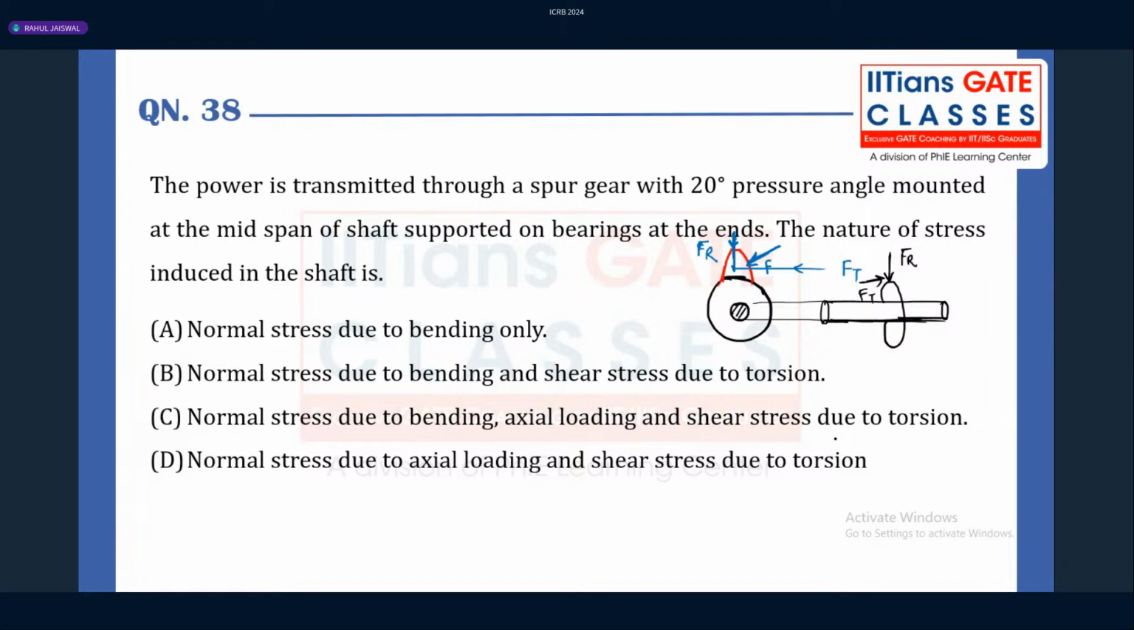So what we can say, guys? There is a normal stress due to the bending, and there is a shear stress due to the torsion, because Fr will produce the bending moment, and because of that a bending stress will be developed. It will bend like this. And because of FT, it is creating a twisting moment, and it is creating a bending moment in a horizontal plane. So there is a normal stress due to bending and shear stress due to torsion. This should be correct.